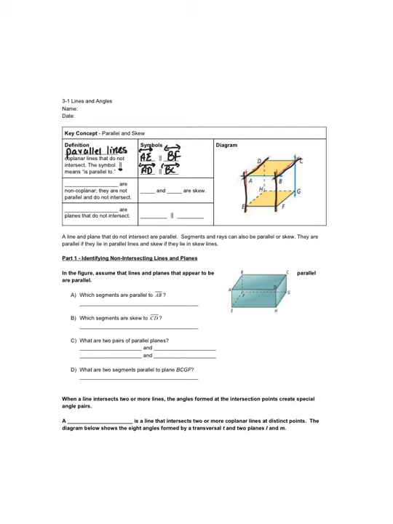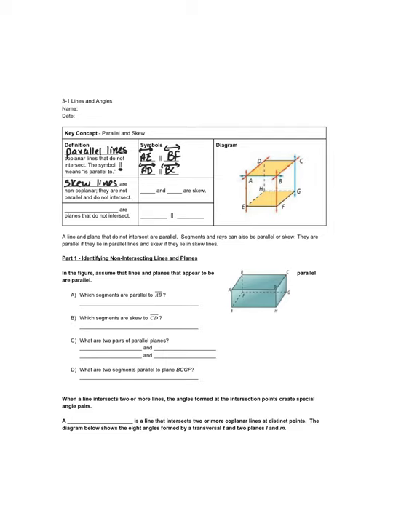So the next definition is skew lines. Skew lines are non-coplanar lines that are not parallel and they do not intersect. Okay, so they are not on the same plane, they are not parallel, and they do not intersect. Okay, so an example we have. Let me erase the diagram so we could see.